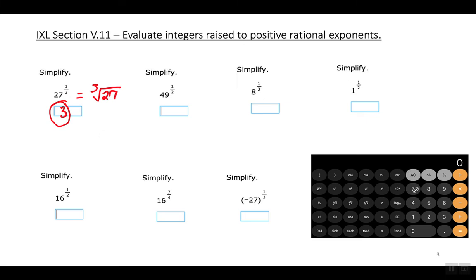If I wanted to do it on my calculator, I would put 27, and you could either hit this button, which gives you the cube root automatically, or you could hit this button and then hit the number 3 and then hit equals, and it'll give you the answer. So technically, this IXL could be done entirely on calculator.